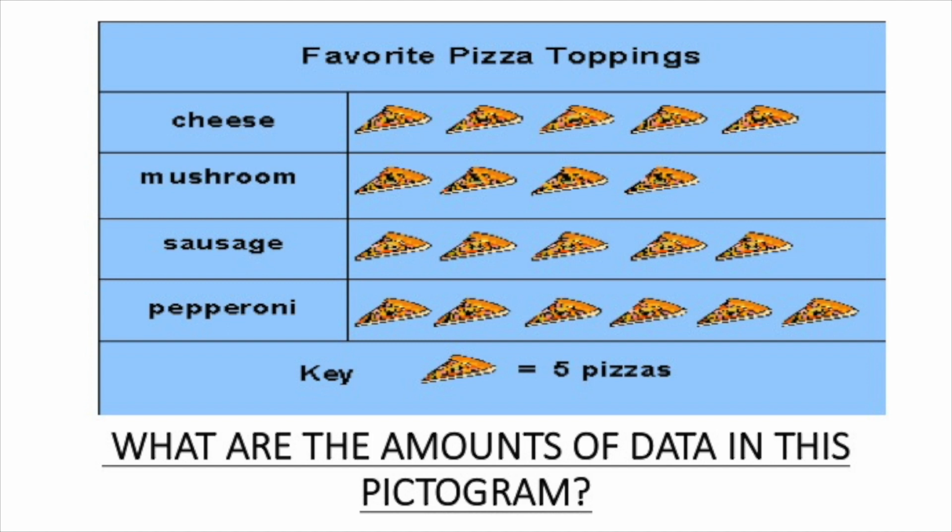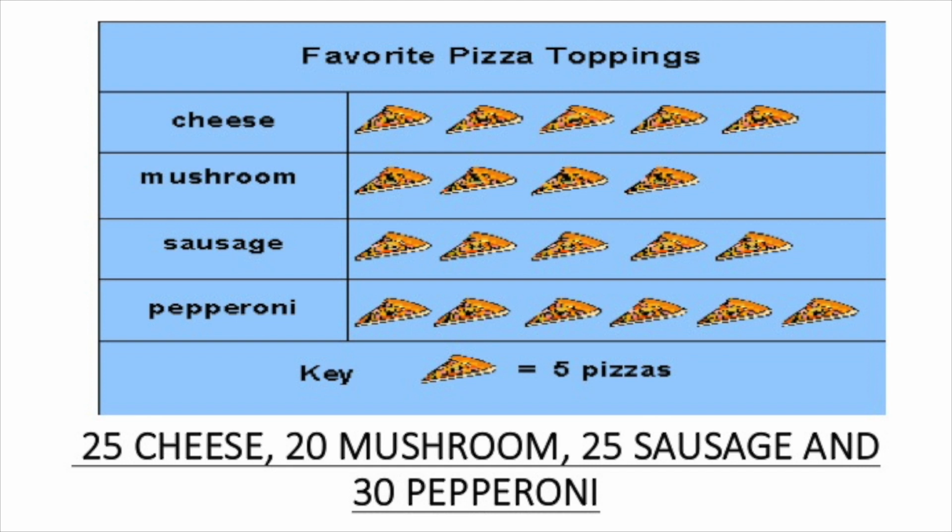Excellent, guys. So you can see our totals: 25 cheese, 20 mushroom, 25 sausage, and 30 pepperoni. Pepperoni. Anybody feeling hungry now? I want to eat pizza. Any questions, guys? No. That was excellent. So now we all know how to look at and read pictograms. Well done.